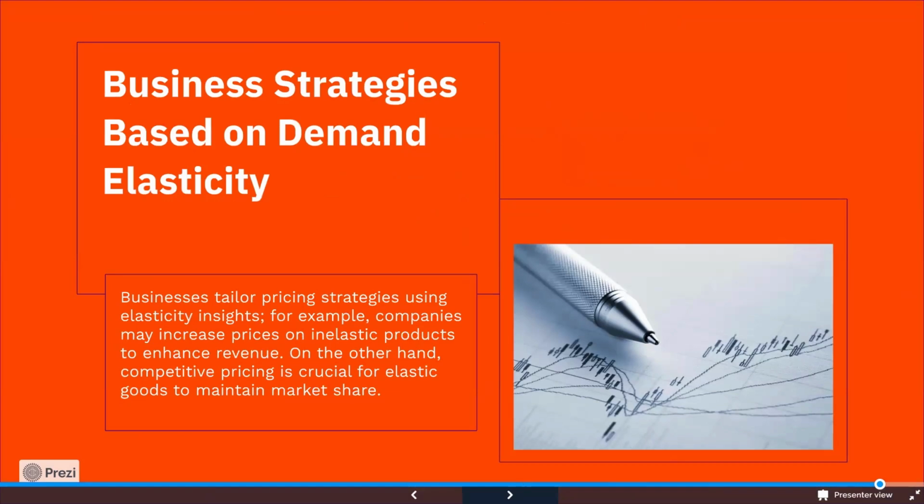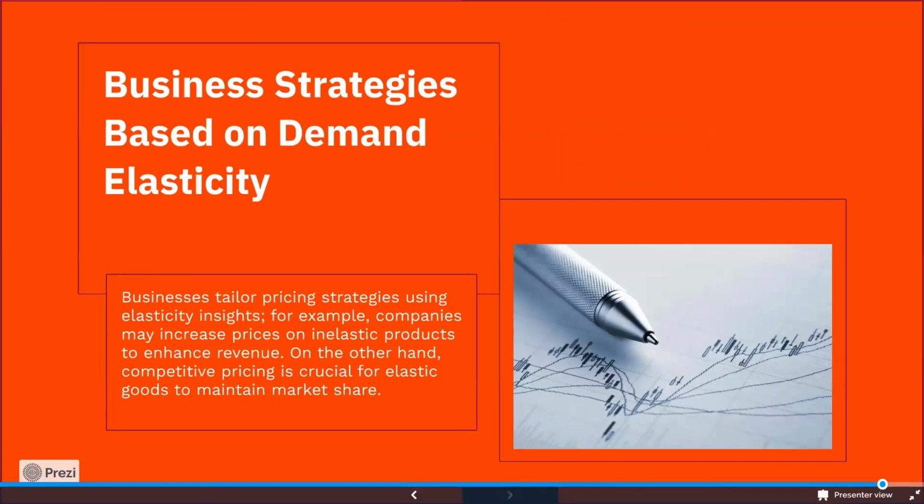For example, companies may increase prices on inelastic products to enhance revenue. On the other hand, competitive pricing is crucial for elastic goods to maintain market share.